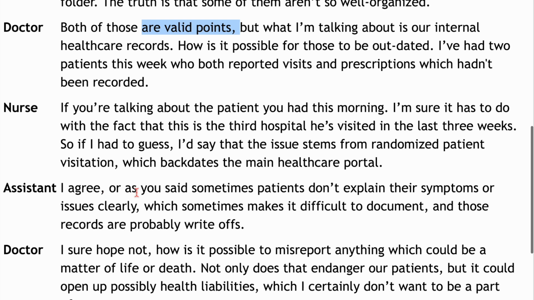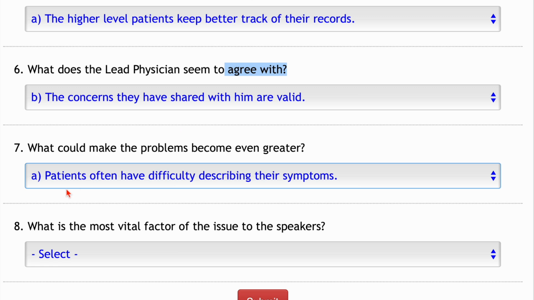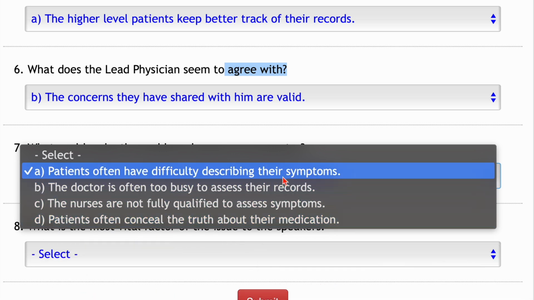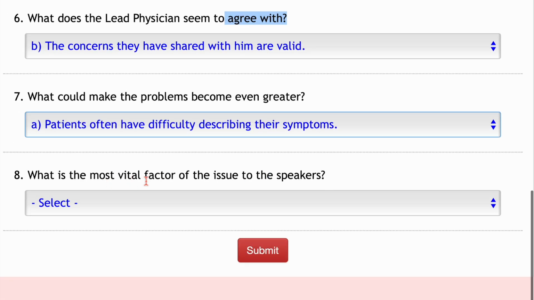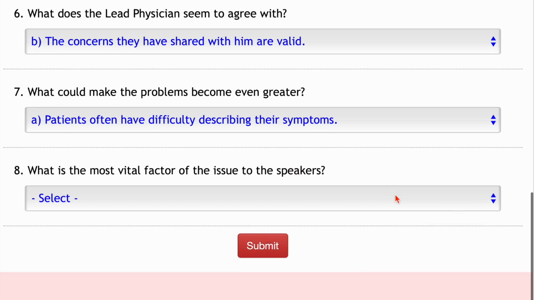Assistant, I agree. Or as you said, sometimes patients don't explain their symptoms or issues clearly, which sometimes makes it difficult to document, and those records are probably write-offs. So patients do not report their symptoms clearly. So there we go. Patients often have difficulty describing their symptoms, not conceal the truth or hide the truth. So A. And number 8, what is the most vital or most important factor of the issue to the speakers?